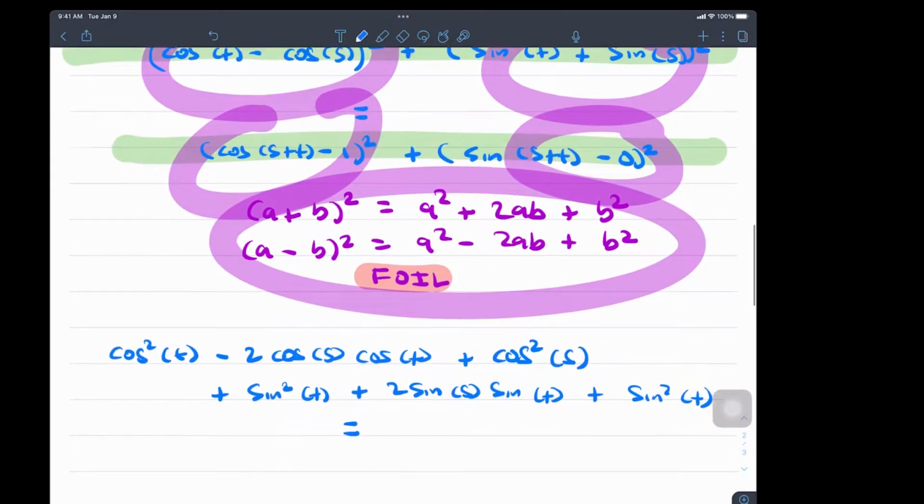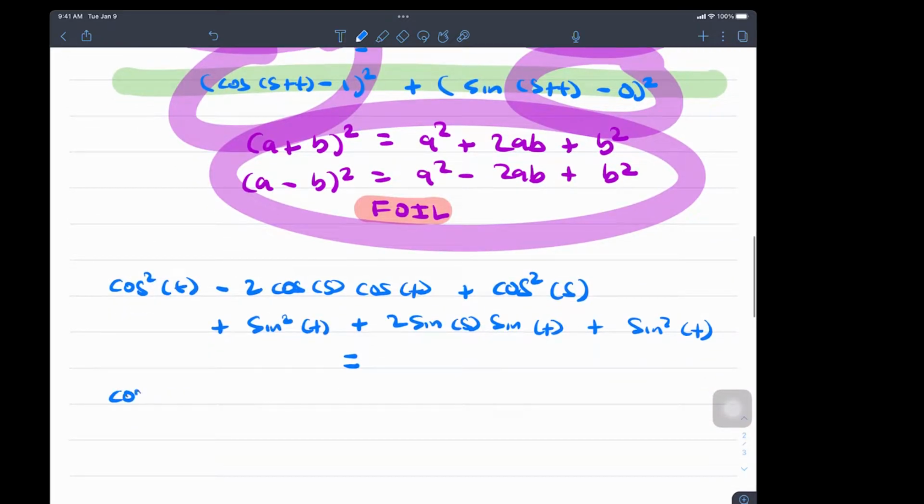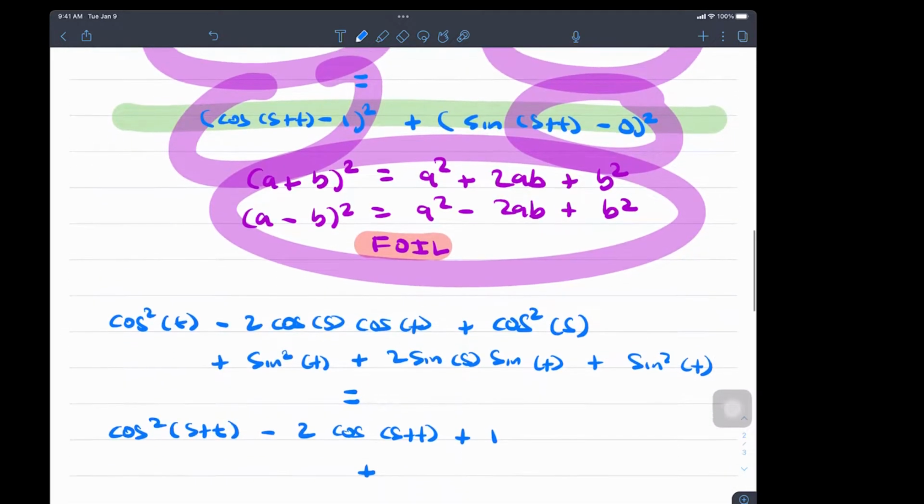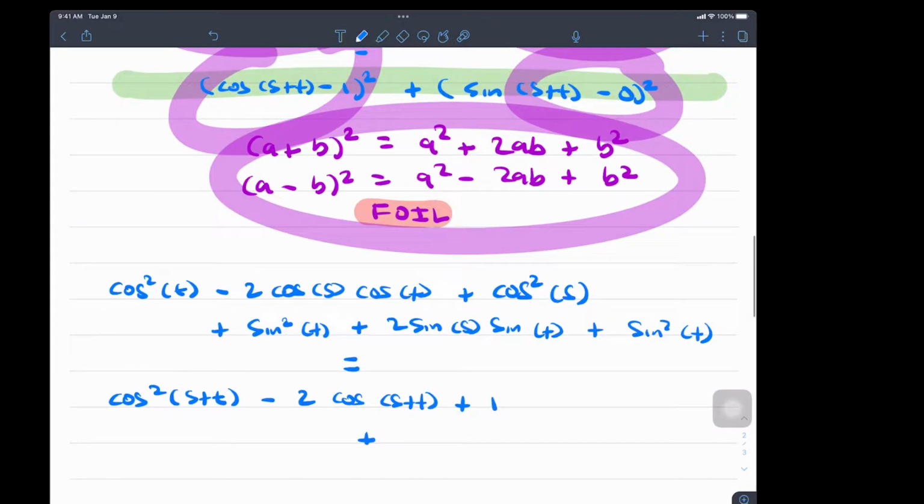And then the lower left corner, you're going to get what? Cosine squared s plus t. Now that's going to be minus 2, right? So it's just minus 2 cosine s plus t. That lower left corner. And this will be plus 1. Now we'll do the lower right corner here, and that's just simply sine squared s plus t. So that's plus sine squared s plus t.